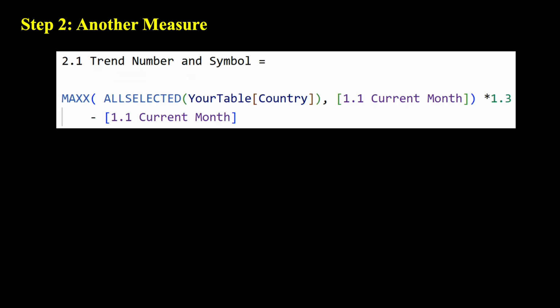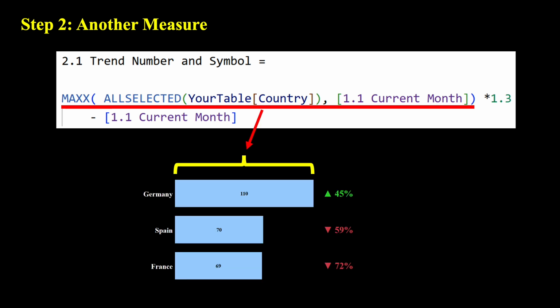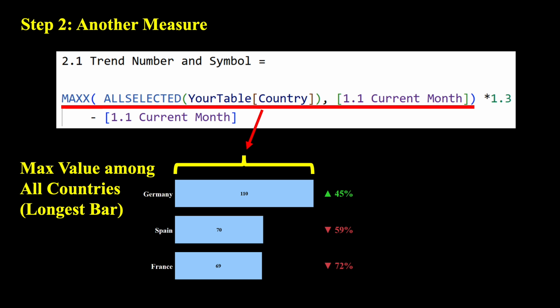And for step 2, we will continue to create another measure called trend number and symbol. The MAXX and ALLSELECTED function will find the max value among all countries. Or in other words, what is the largest bar among all countries? In this case, it will be 110.